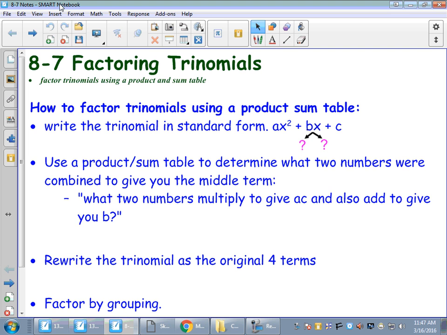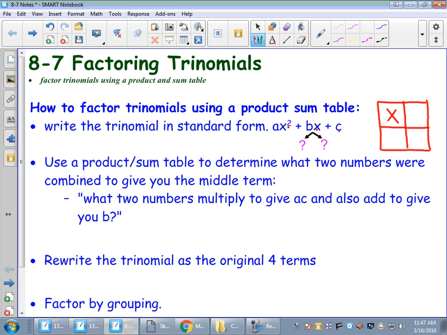So using a product sum table, you basically have all of your numbers that will give you the last number of a trinomial and then the middle term. So you're going to write the trinomial in standard form. It's important that it's in standard form. So you put the squared term out in front, you put x in the middle, and then you have that constant in the back. And then you're going to use a product sum table. What the product sum table is, you're just going to keep track of a multiply number and an add number. The product is the multiply number, and the add number is your sum.